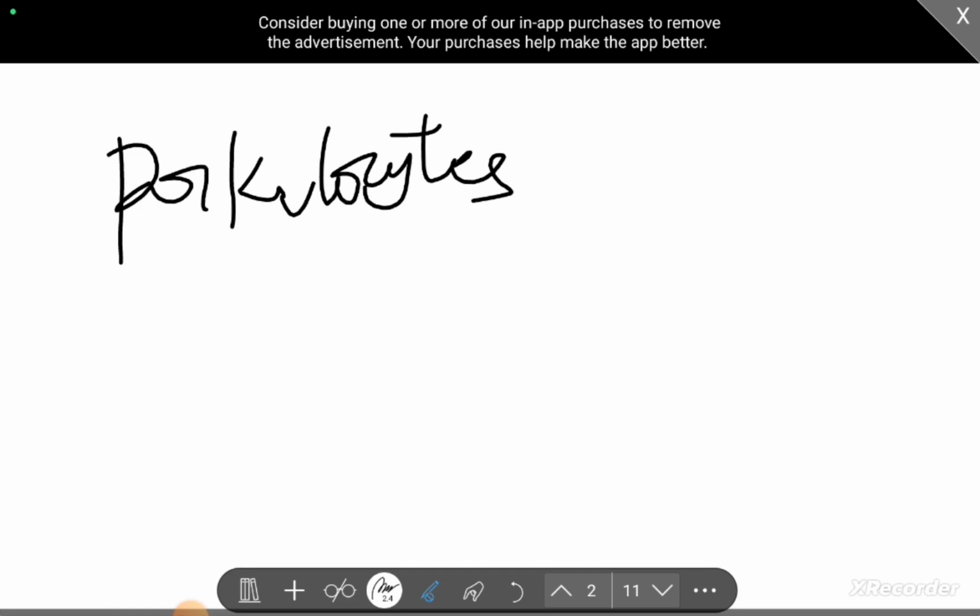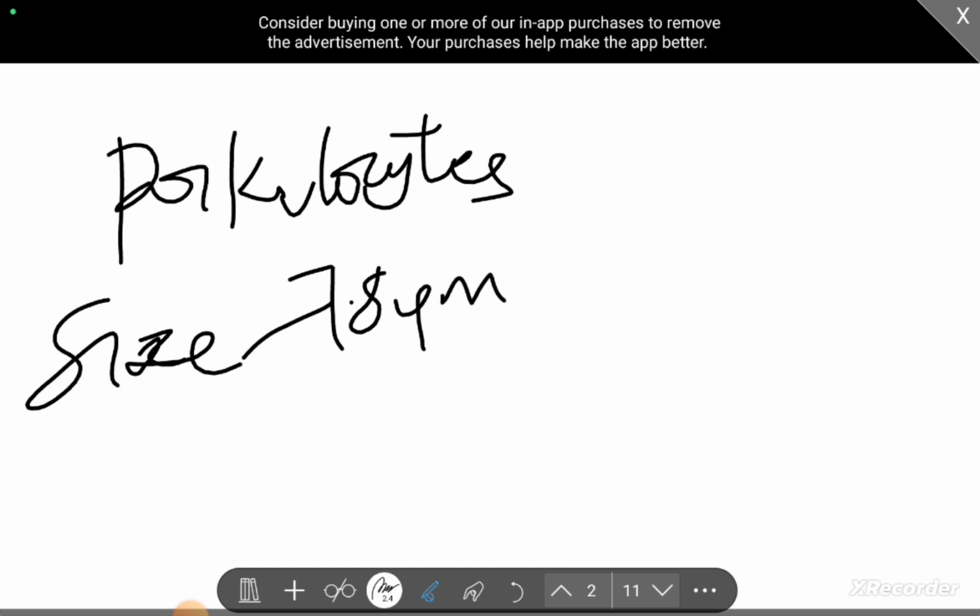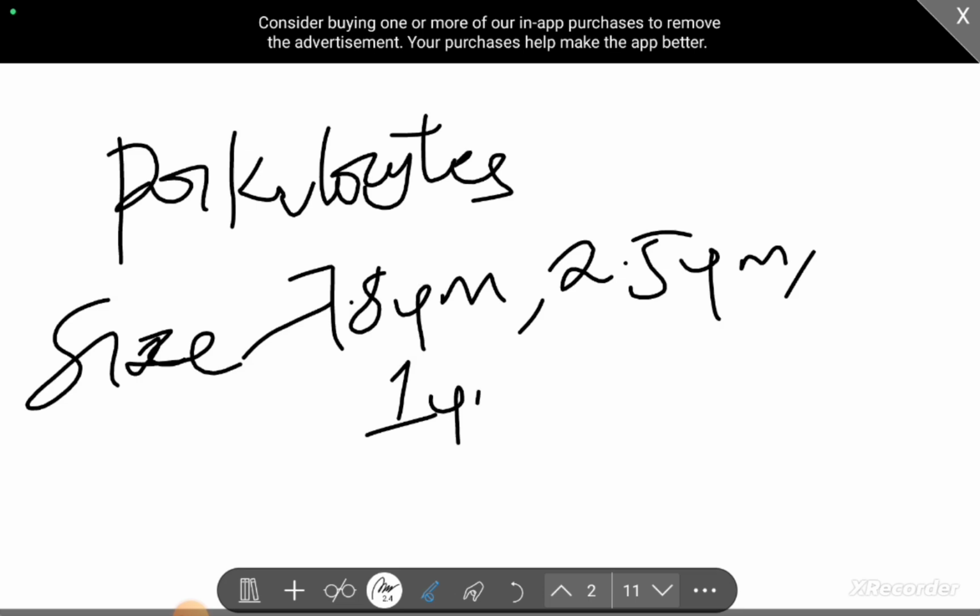So now let's talk of variation in terms of size. The normal size of a red blood cell, as I've said earlier, is that the diameter is about 7.8 micrometers, the thickness at the thickest periphery point is about 2.5 micrometers, and the thickness at the thinnest center point is about 1 micrometer or less.